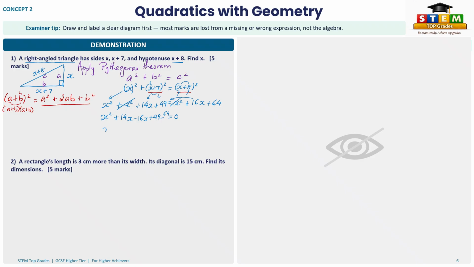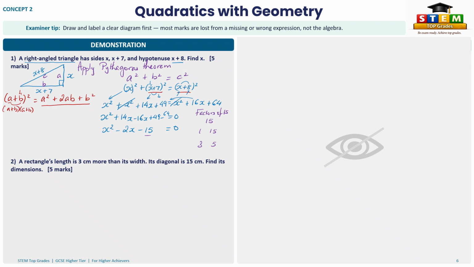When you simplify this x statement, it's going to be not plus, but minus. So it's going to be minus 2x, and 49 take away 64, that gives me take away negative 15, and that's going to be 0. And now I will need to find the factors of 15. So 15, 1 and 15, and then 3 and 5.